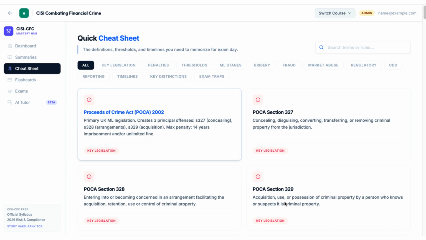The quick cheat sheet provides definitions, thresholds, and timelines you need to memorize. Content is tagged for easy filtering by topics like key legislation, penalties, and ML stages.